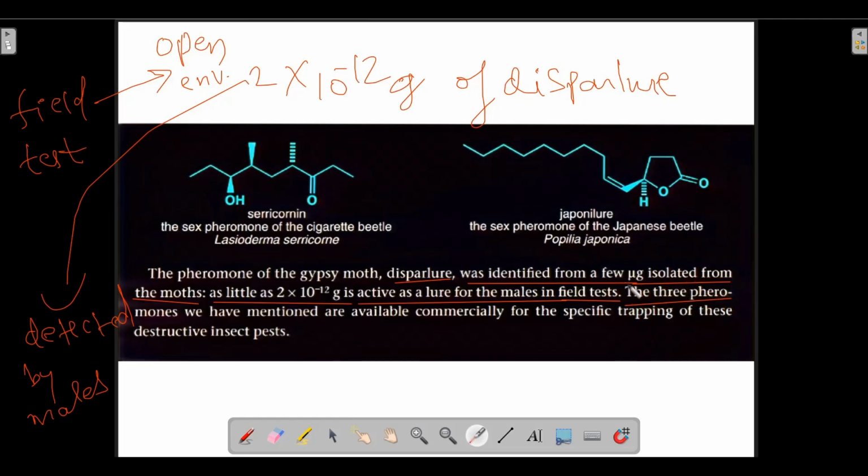So the three pheromones we have mentioned are available commercially for specific trapping of these destructive insect pests. Okay, so these are destructive insect pests.